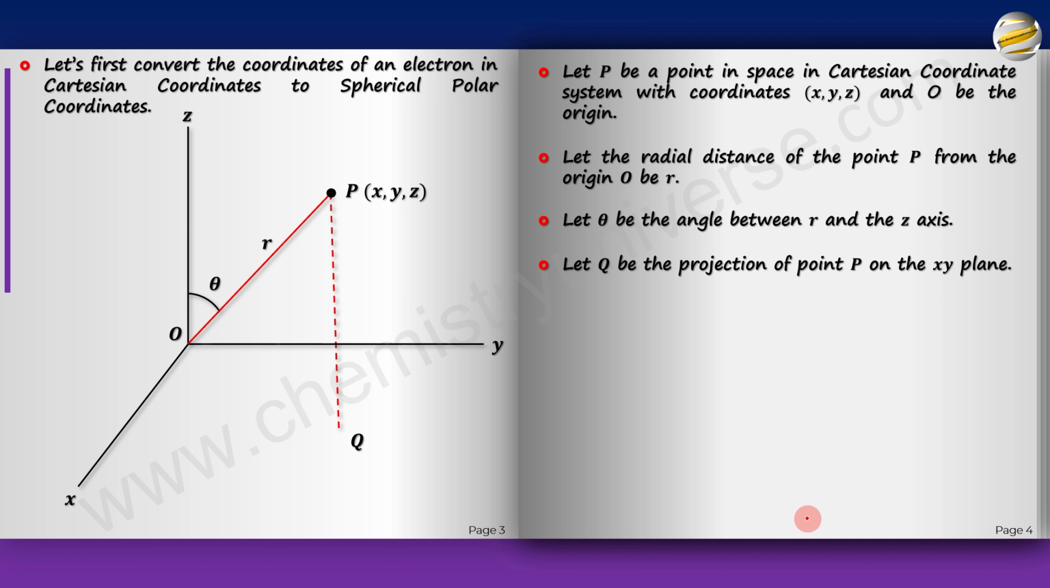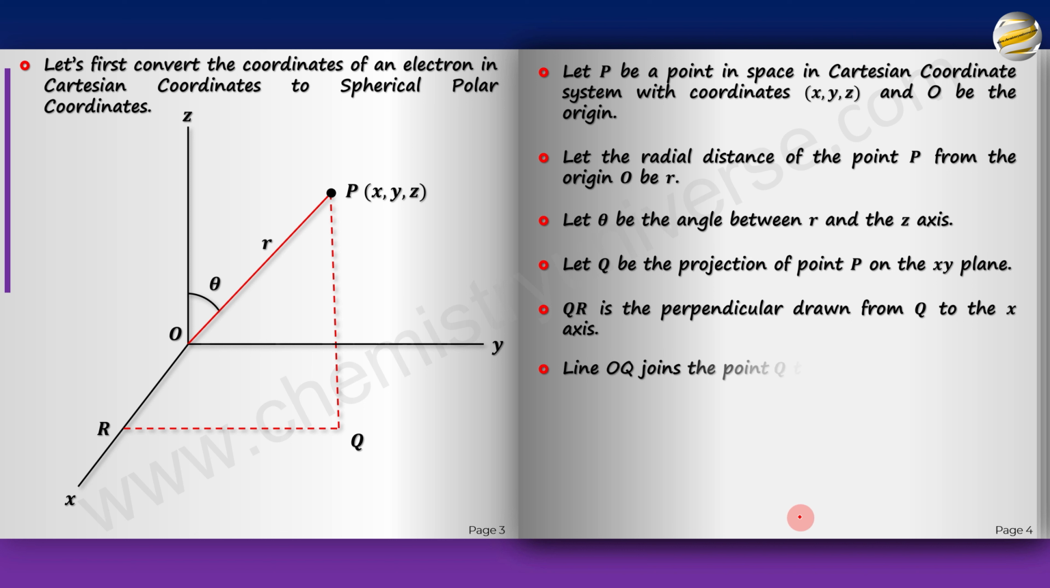Now QR is the perpendicular from Q to the x-axis. So QR is the perpendicular drawn from Q to the x-axis. Let's draw this perpendicular meeting at R. This is perpendicular to the x-axis. And let us join the origin with Q, O and Q. So line OQ joins the point Q to the origin.